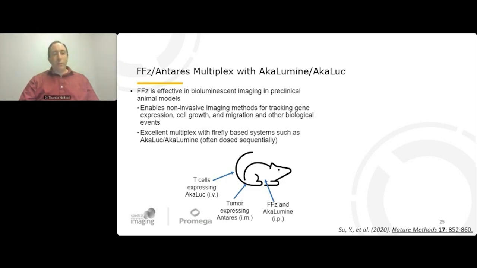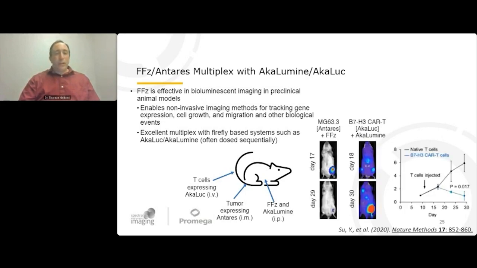And then once the tumor had been established and the T cells injected in the mice, the two substrates were injected sequentially. So fluorofurimazine was injected on one day. The signal directly from the tumor was measured. And because fluorofurimazine does not interact with firefly luciferases at all, there was no signal from the T cells. The next day, AkaLumine was injected. And because, again, you have complete orthogonality, only the T cells gave a signal with the AkaLumine injection from the AkaLuc, and no signal came from the tumor cells. The signal coming from the tumor was all due to T cell infiltration.